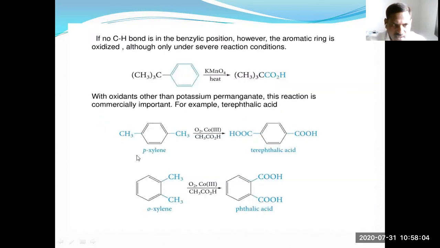So this reaction is useful because you can know how many alkyl groups are present on the benzene ring from this reaction.